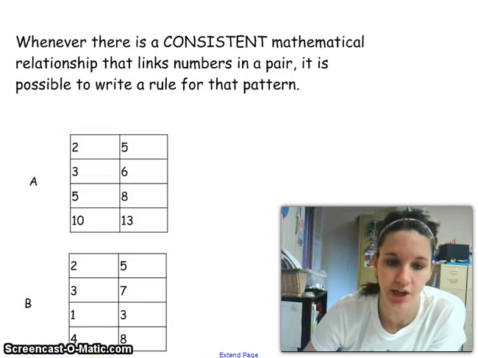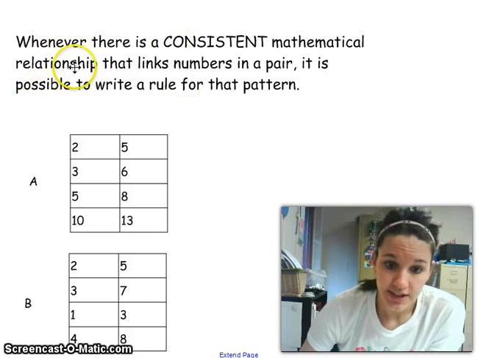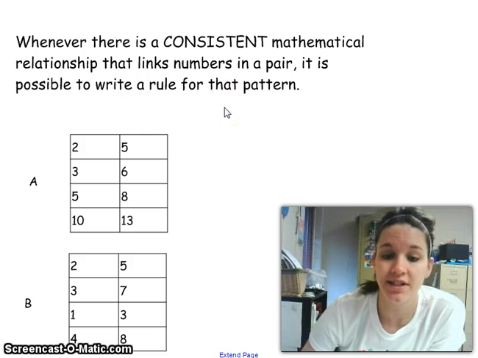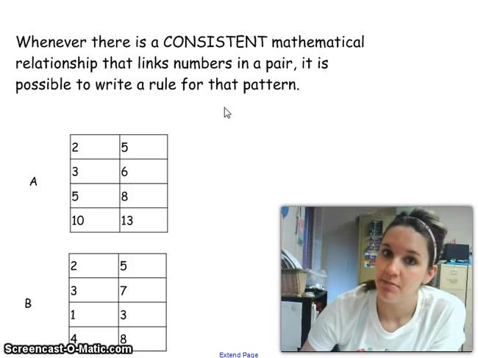So take a look here. This is a very important statement up here that needs to be remembered when we're thinking about patterns. And it says, whenever there is a consistent mathematical relationship that links numbers in a pair, it's possible to write a rule for that pattern. So what does that mean in kid terms?